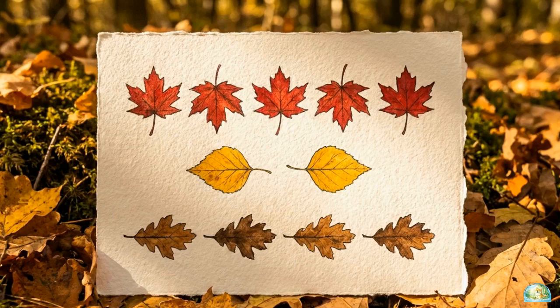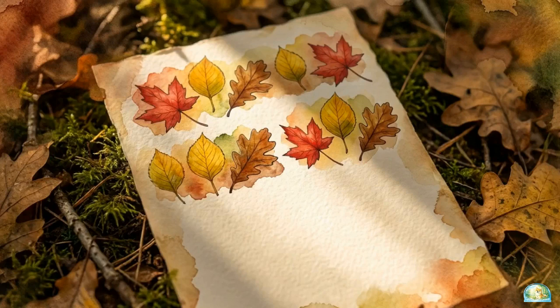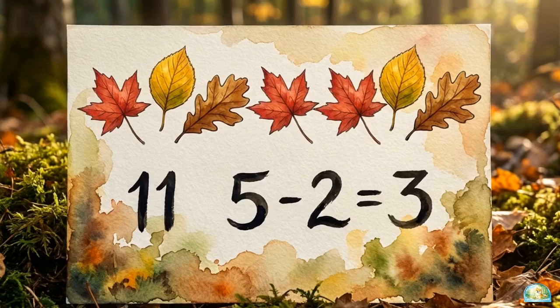Now it is your turn. If Hazel's friends sorted 5 red leaves, 2 yellow leaves, and 4 brown leaves, how many leaves do they have in all? And how many more red leaves are there than yellow? 11 leaves in all, and 3 more red than yellow.